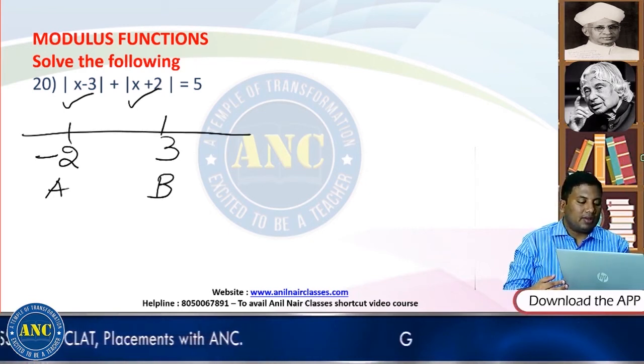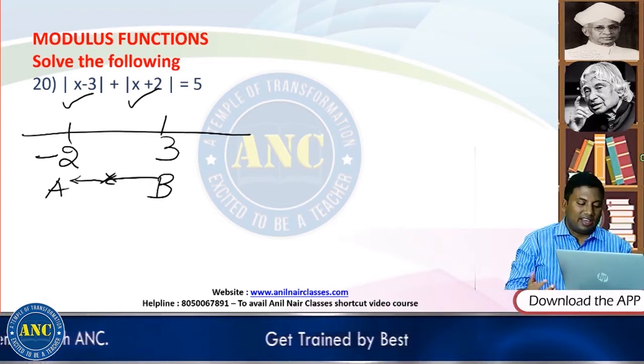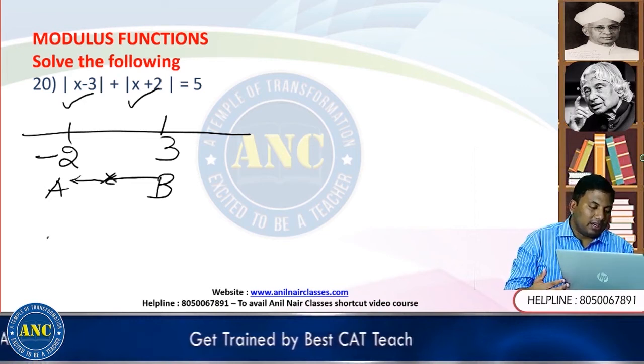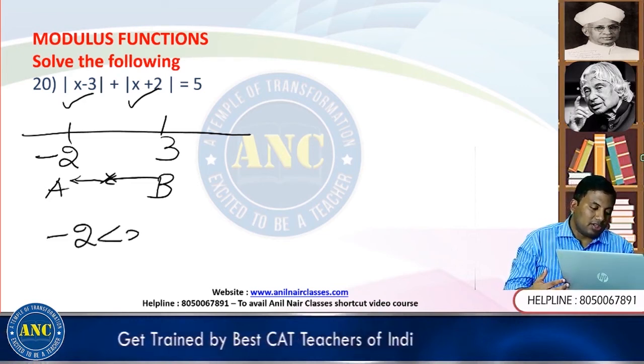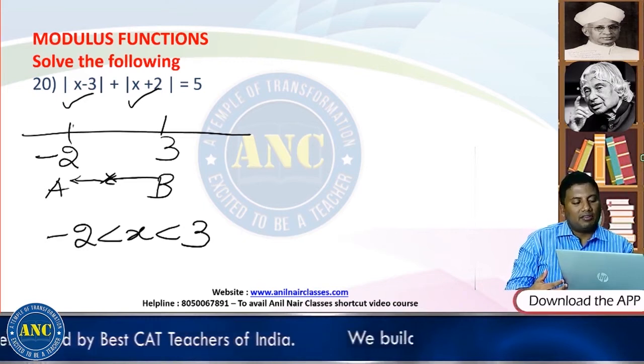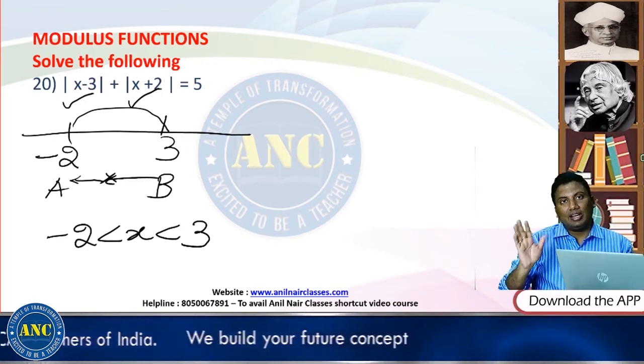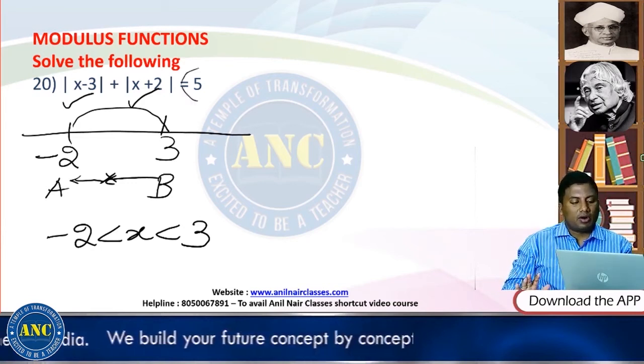If A and B meet, what is the minimum distance? 5. In between they can meet. In between means minus 2 less than x less than 3. If A goes to B, minus 2 to 3 is 5. I will stop there because I want 5.